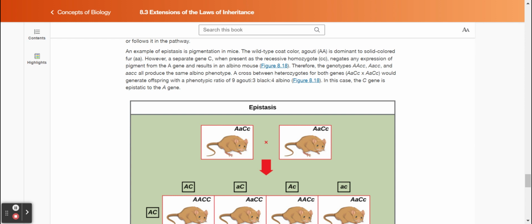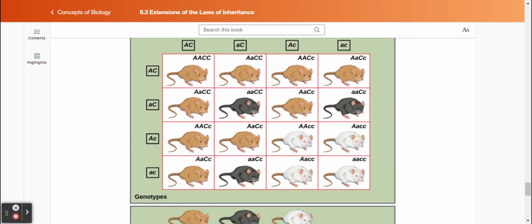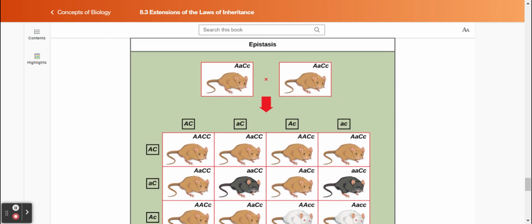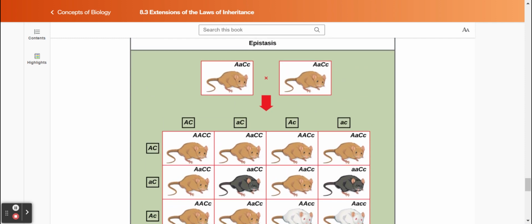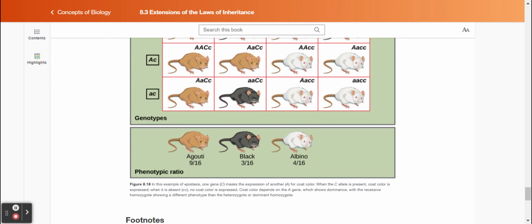A cross between heterozygotes for both genes would generate offspring with a phenotypic ratio of 9 agouti to 3 black to 4 albino. In this case, the C gene is epistatic to the A gene. Figure 8.18. In this example of epistasis, one gene, C, masks the expression of another, A, for coat color.